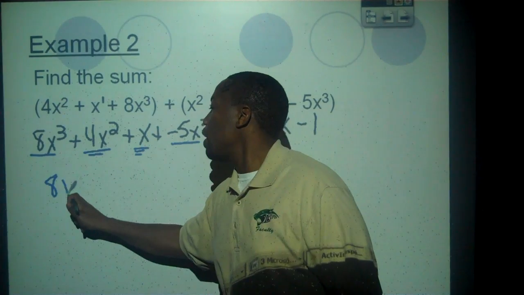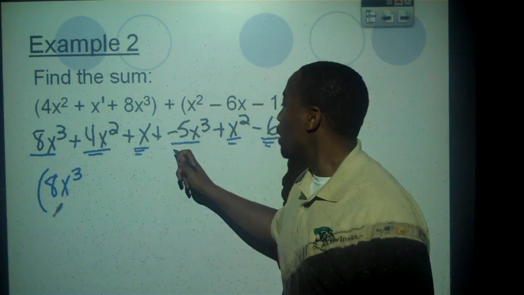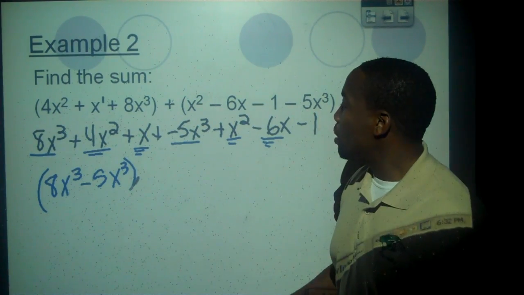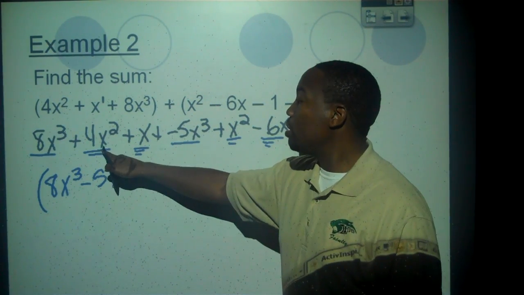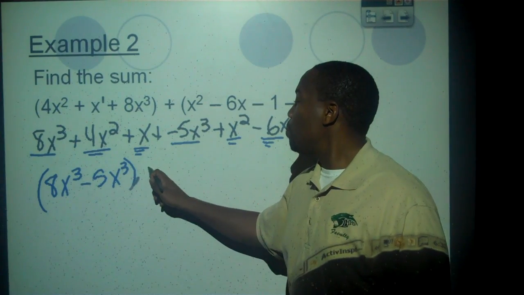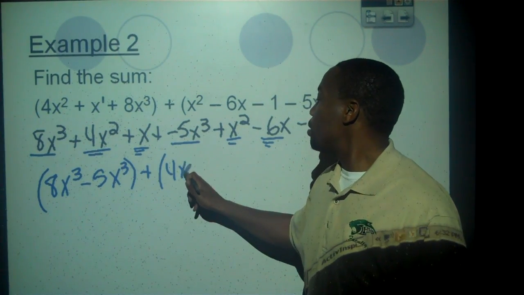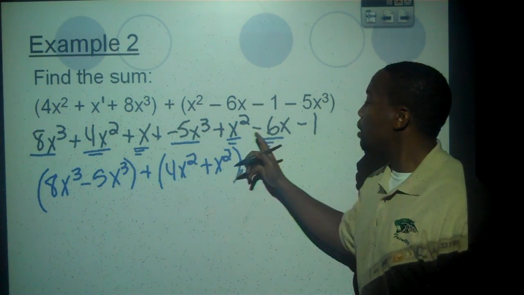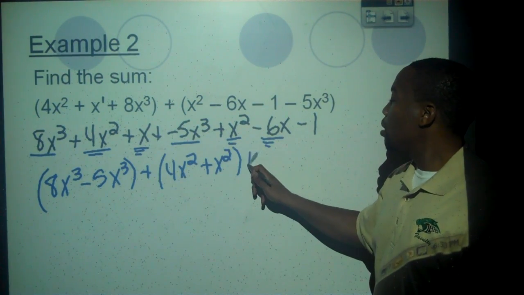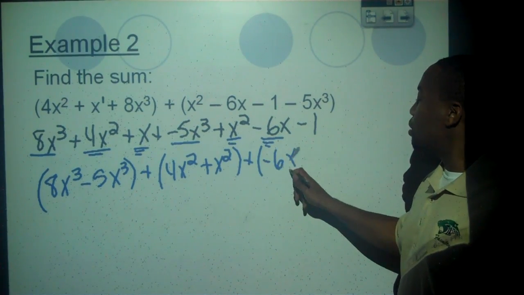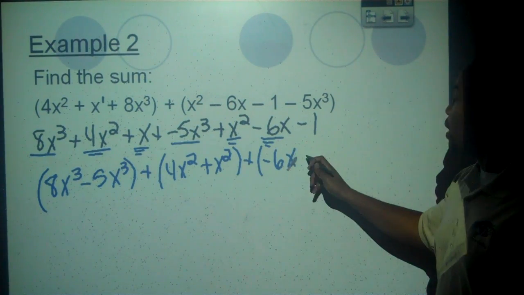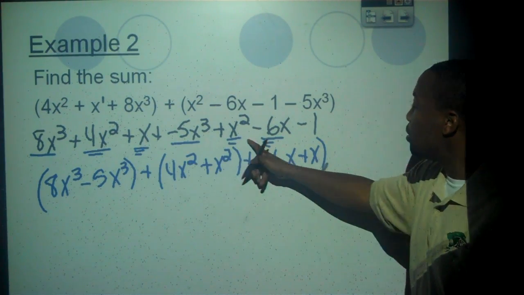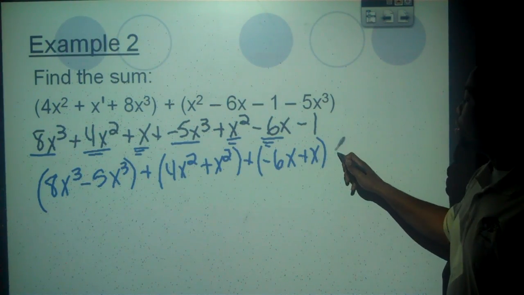So 8x to the third, bring that, minus 5x to the third, and I'm done with the underline 1, so let's underline 2, which would be plus 4x squared plus x squared, and now I'm going to bring these guys together, plus negative 6x plus x, and then what do I have left? Do I have anything left? No, I have just my minus 1.